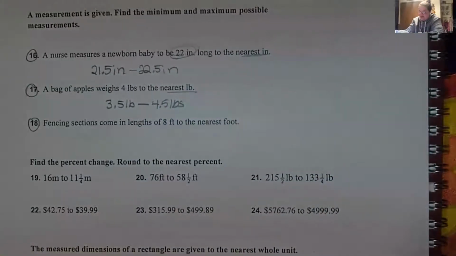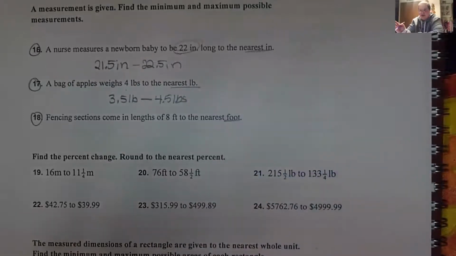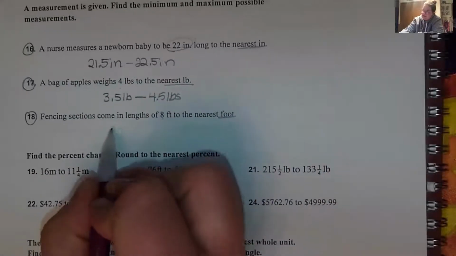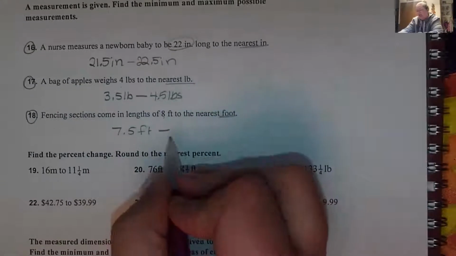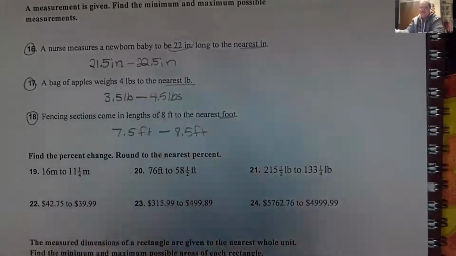Okay, fencing comes in lengths of 8 feet to the nearest foot. So they could be off by half of that unit, so half a foot. Half a foot lower than 8 would be 7.5 feet, all the way up to half a foot higher, which is 8.5 feet. So that's the range, the minimum and maximum, okay?